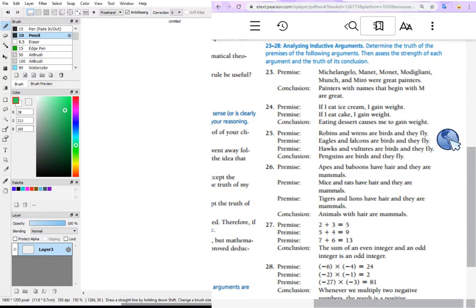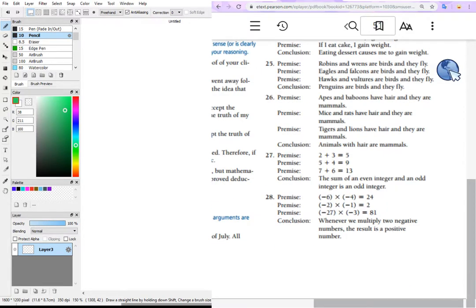So I think it's a pretty strong deductive argument, though, because if we have a mammal, it's going to have hair. And that's kind of what 25 was going after. They said, if I'm a bird, I have wings. True. If I have wings, then I can fly. False. So there's one chain in those conditionals that was incorrect. 26 rings true.